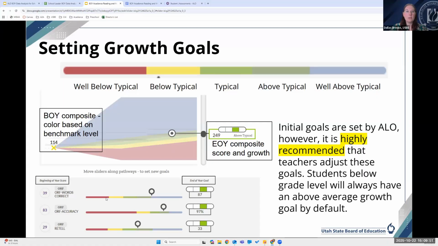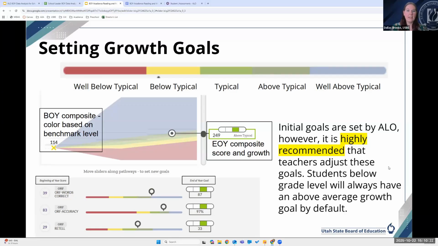There's also growth levels for each specific measure, and those correlate to the same. So if I am looking at my words correct and I move this slider to these colors, the light green would be typical growth in just words correct. Dark green would be well above in just words correct. And then blue, sorry, I said would be well above. This would be above. So typical, above, well above, just specifically for that measure. So you can target different measures as well.